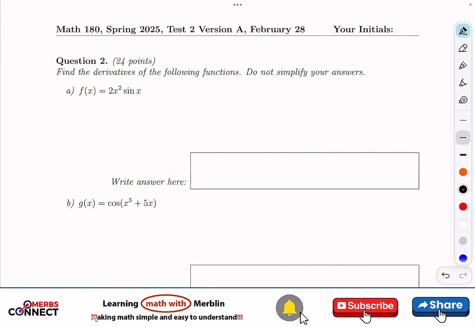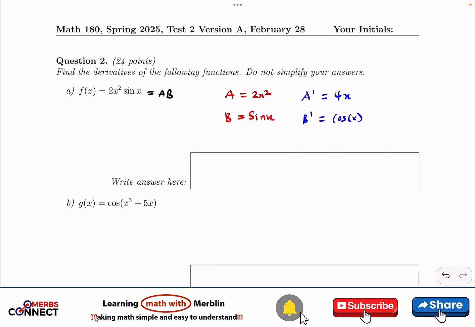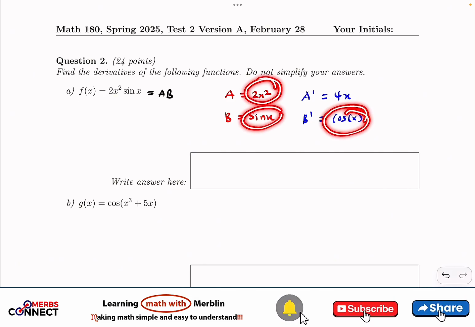So what I'm going to do here is say that this is equal to AB. Then I'll choose my A to be 2x squared and my B to be equal to sine x. So if I do that, A prime will be equal to 4x, and then B prime will be, when I differentiate sine, I'm going to get cos, so I'm going to have cos of x. So multiply this by this and multiply this by this.